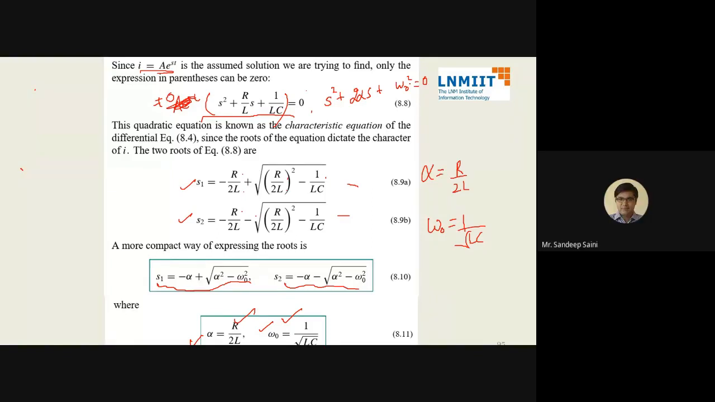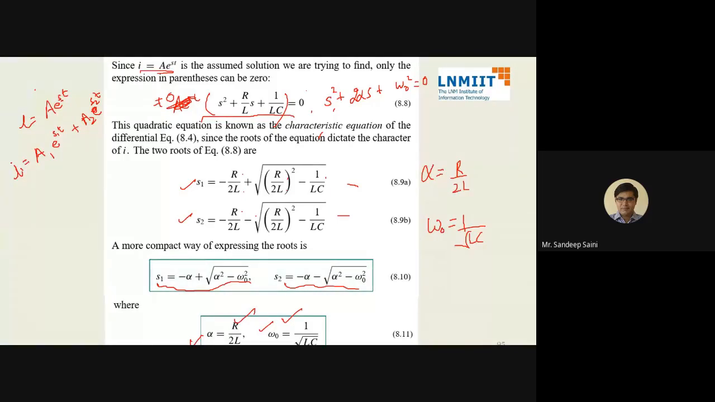Got it, sir. Okay. Now what are we saying? That my current, which I was assuming as a into e raised to power st, has two values of s, s1 and s2. That means my total current will be a1 into e raised to power s1t plus a2 into e raised to power s2t. Is this okay now?